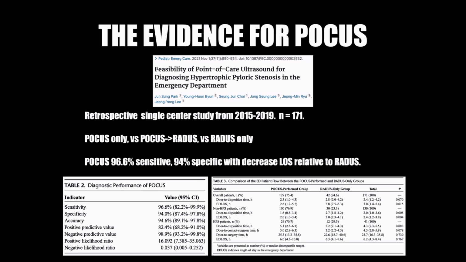This study was a retrospective single-center study running from 2015 to 2019 with a total of 171 pyloric stenosis cases. They compared point-of-care only versus point-of-care transition to radiology and radiology study only. And in their study, point-of-care ultrasound had a sensitivity of 96.6%, specificity of 94%, and overall had decreased length of stay relative to radiology ultrasound. So again, high performance metrics, but with the added benefit of lowering patient stay. ED turnover is a big deal, so this is definitely an added benefit of your point-of-care study, both for this and really any point-of-care study.